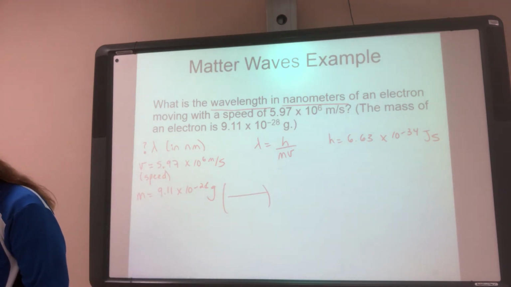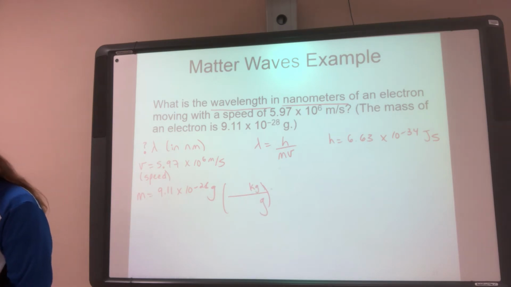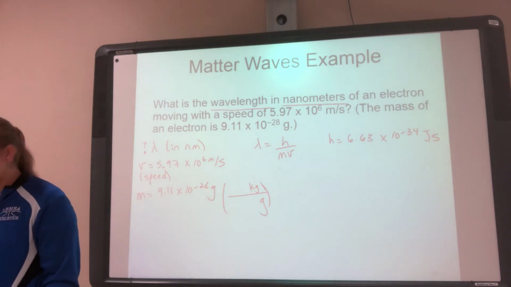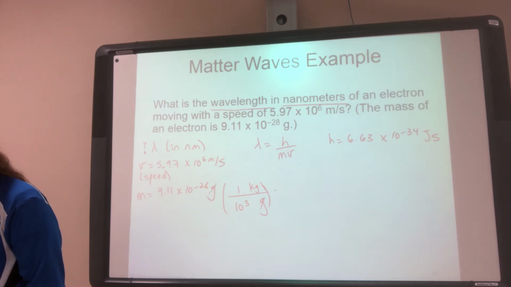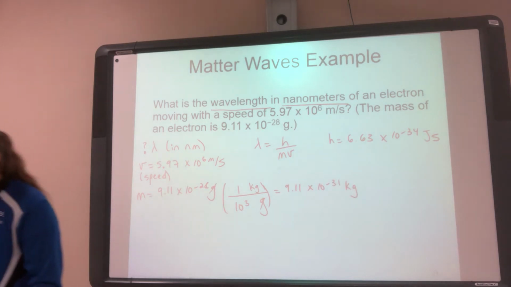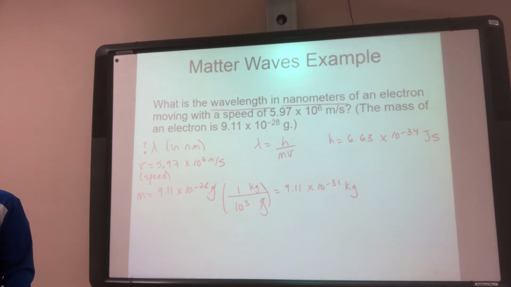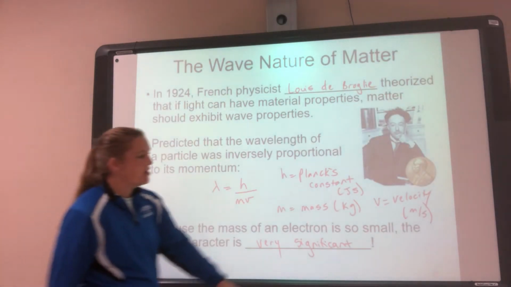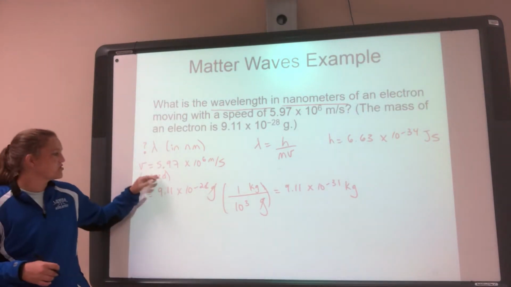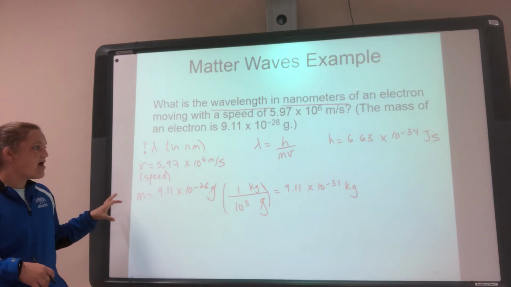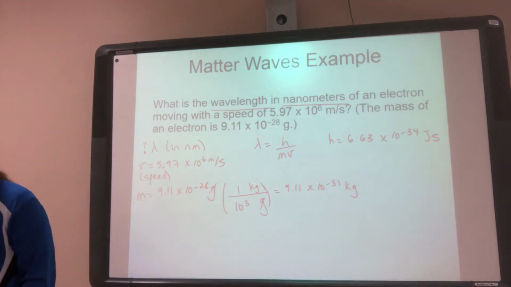If I'm trying to go from grams to kilograms, I need the grams to cancel. Grams go on the bottom, kilograms go on top. Kilo stands for 10 to the third, so it goes on the opposite side of the prefix, on the bottom. I do that math, and I get 9.11 times 10 to the negative 31 kilograms. The next thing is the speed, which was simply in meters per second, so we're good.